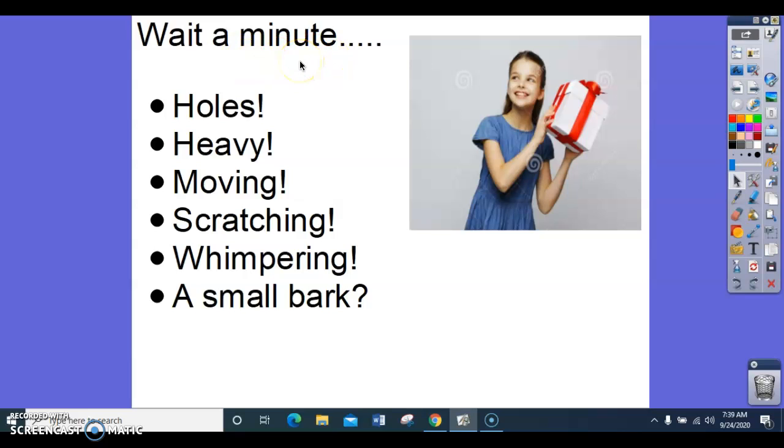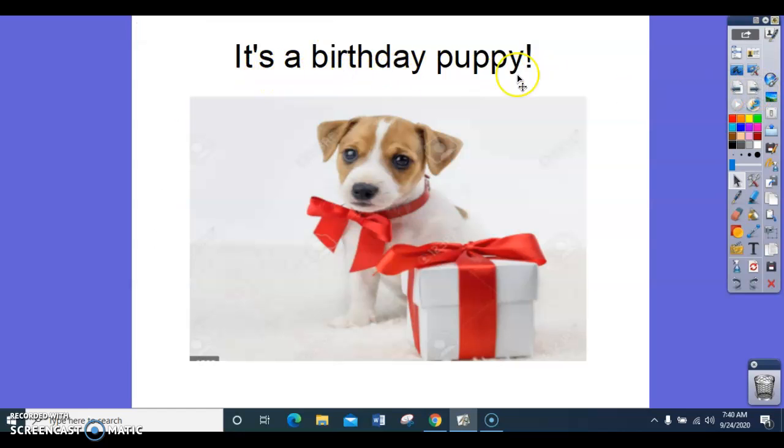Text evidence. Wait a minute. The box has holes. It's heavy. It's moving. I hear scratching. I can even hear whimpering. Was that a small bark? Take a moment, think. What can we infer that's in my mystery birthday box? You guessed it, it's a birthday puppy. Isn't he cute? Oh. So, yes, we just inferred what was in the mystery box.